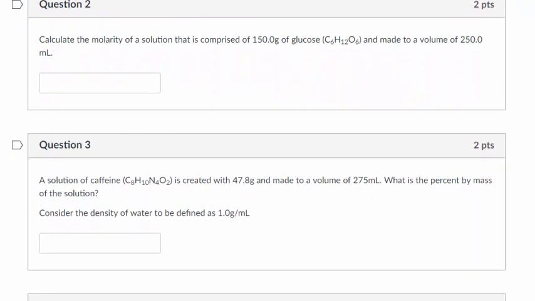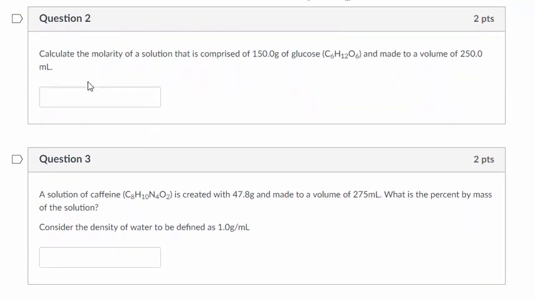Number 2, calculate the molarity of a solution that is comprised of 150 grams of glucose, and you're given the chemical formula, made to a volume of 250 milliliters. Well, in order to calculate molarity, you need to remember that we need the moles of the solute, and we're going to divide that by the liters of the solution.